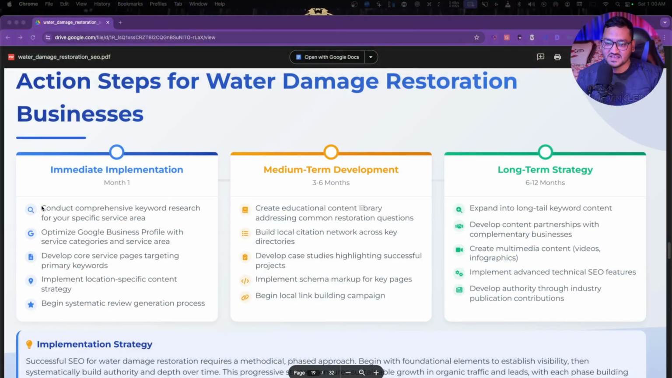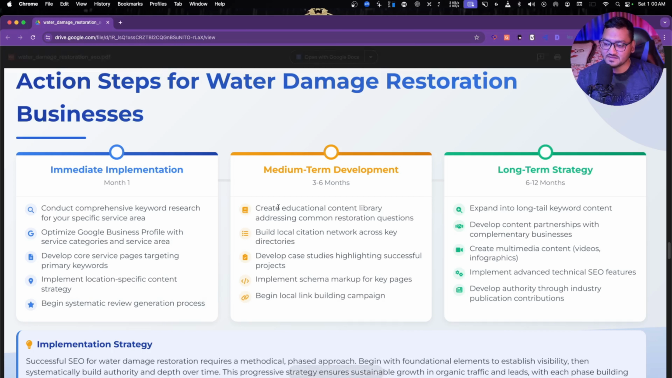Now I'm going to show you the actual action steps for your first month, then 3 to 6 months, and then 6 to 12 months. You just need to exactly replicate whatever we have on the list. Let's go to this. In the first month, just focus on these things.